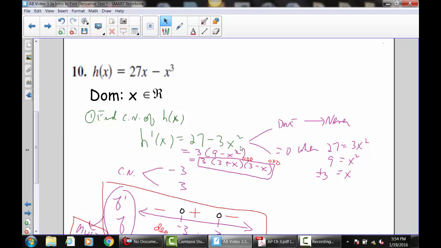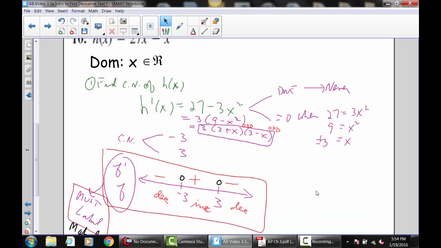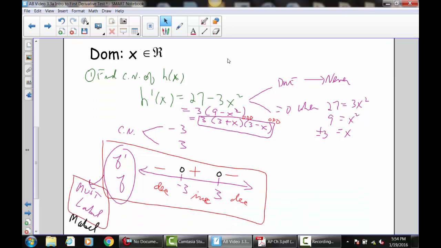Or you could take it from here and solve that equation slowly but surely. Be careful that you get plus or minus 3. That's why it's probably a good idea to factor it, and you'll see why it's a good idea to factor it anyways. So our domain was all real numbers, so both -3 and 3 are critical numbers. I have no vertical asymptotes, so I put my two critical numbers on a number line. It's a whole line. F prime, F, you must label. And those are the two places where the derivative is 0, not as important right now.